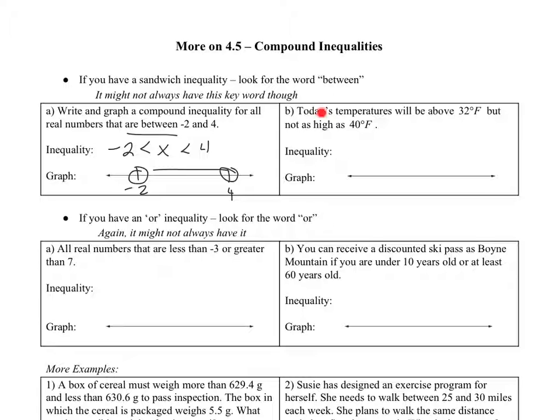Letter B. Today's temperatures will be above 32, but not as high as 40. So this means if it's above 32, it doesn't include 32, and if it's not as high as 40, it doesn't include 40. So it's 32 is less than x is less than 40. And you want to do open circles at 32 and 40 and shade in between.